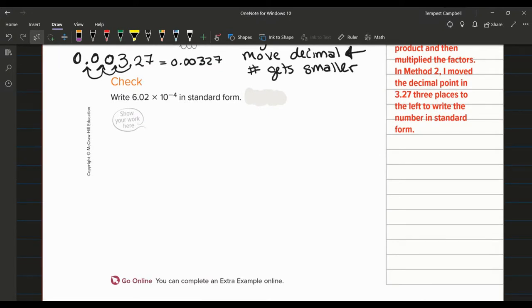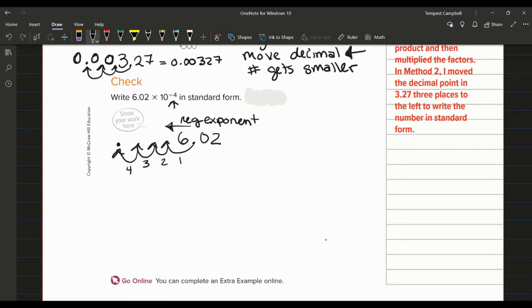Now that you've tried the check, we should have 6.02. We have a negative exponent. So that tells us we are moving our decimal to the left. So negative exponent means we're moving to the left. And because it's a 4, that means we're going 4 places. So 1, 2, 3, 4. So we did 1, 2, 3, 4 moves. That means our decimal's here now. And we need to fill in our zeros in each place every time we move that decimal.